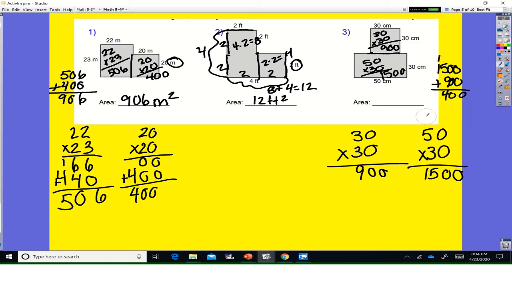9 plus 5 is 14. Carry the 1. That gives me 2,400. And again, I have centimeters squared here due to my centimeters there.